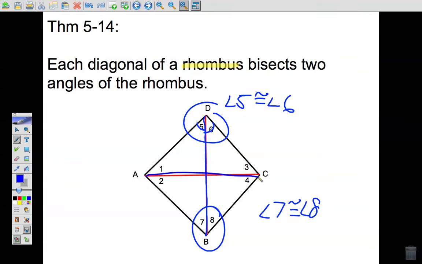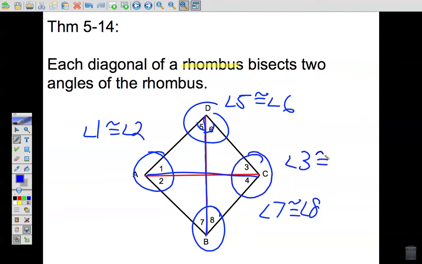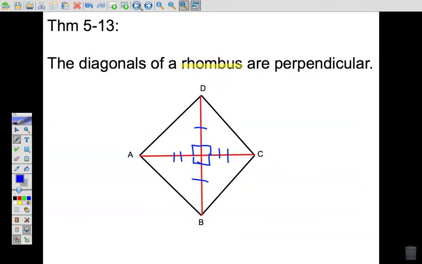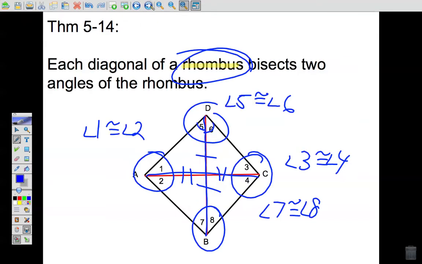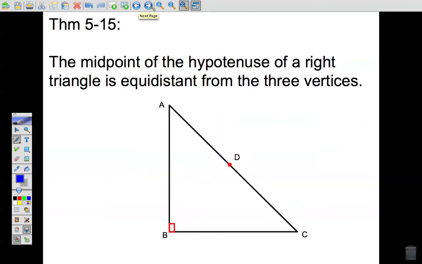This diagonal right here is going to bisect this angle into two equal parts. So angle 1 is congruent to angle 2. And finally, angle 3 is congruent to angle 4. So if you have a rhombus, not only do the diagonals bisect each other, but they also bisect the angles of the rhombus. Remember also this theorem, if you have a rhombus, the diagonals are perpendicular to one another. All right, pause this and write down theorem 515.